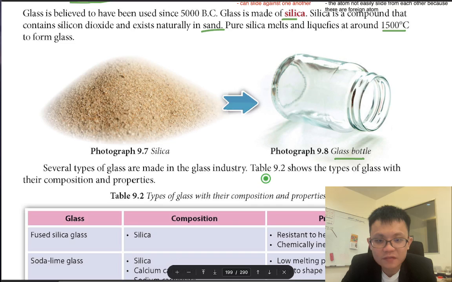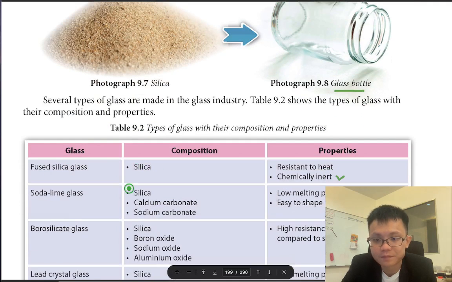The table shows the types of glass with their compound and properties. Okay, so this is fused glass, silica, resistant to heat and chemically inert. Soda lime glass, low melting point, easy to shape.